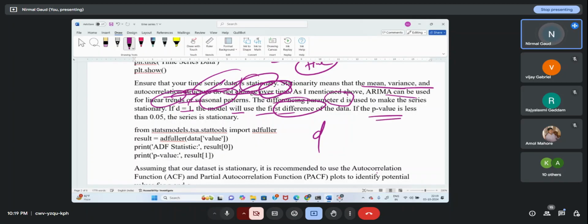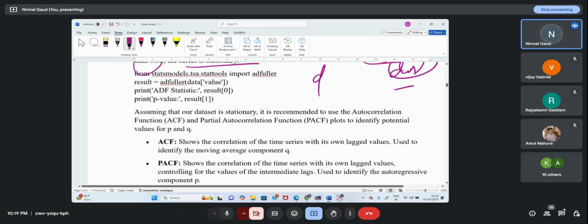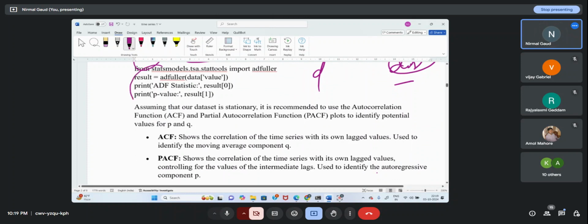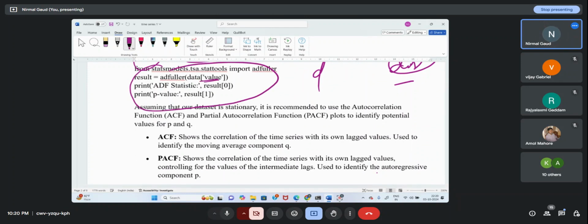And if the p-value is less than 0.05, then only is your series stationary. Otherwise it is not stationary. If it is not stationary, again perform differencing. Still not stationary, again perform the difference. You have to continue the difference. This is how you perform the ADF test, Augmented Dickey-Fuller test. So take your feature, put it into ADF, get the result, get the p-value.